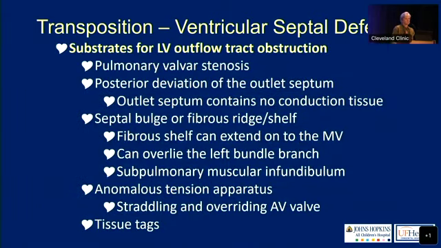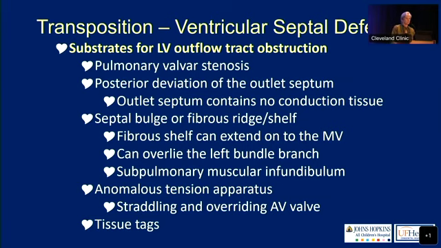To look at substrates for left ventricular outflow tract obstruction, we can have pulmonary valvular stenosis, posterior deviation of the outlet septum, and it's important to note for the surgeons that the outlet septum contains no conduction tissue and it can be easily removed. You can have a septal bulge or a fibrous ridge or shelf in the subpulmonary region, and this fibrous shelf can often extend onto the mitral valve and often will overlie the left bundle branch.